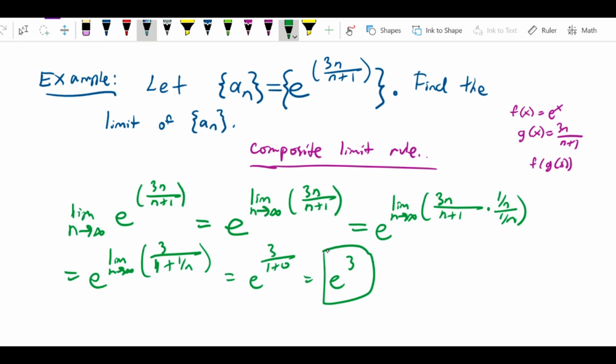So that's a fairly simple example, but I just wanted to demonstrate that technically what we do in this situation is we're bringing the limit into the inner function, and we can do that by the composite limit rule. In general, because sometimes it gets a little messy to put this limit symbol in the exponent, I'm not going to do that. But just know that this is technically the correct way to think about the algebra.